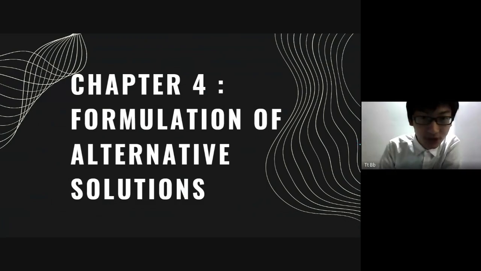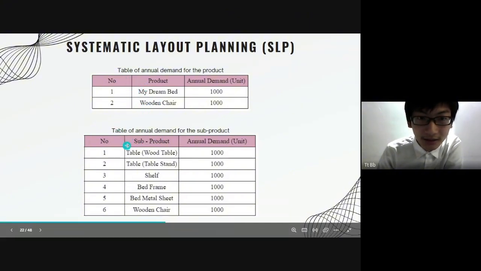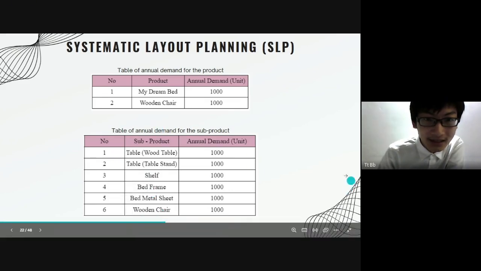We explain the formulation of alternative solutions. So for the annual demand for the products, for our first product, My Dream Bed, we assume an annual demand of 1,000 units. The second product, the wooden chair, is also assumed to have an annual demand of 1,000 units. Since there is an assumption for the first and second products, the demand for the sub-products is also assumed to be 1,000 units each, where the first until the fifth are sub-products for My Dream Bed, and number 6 is the sub-product under the wooden chair.